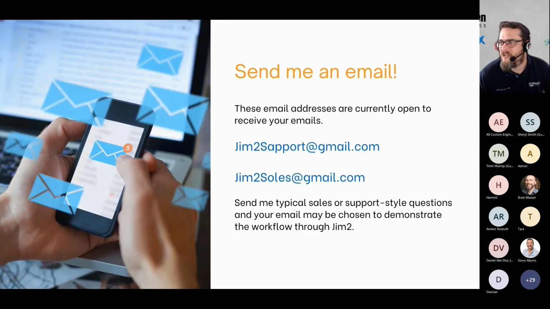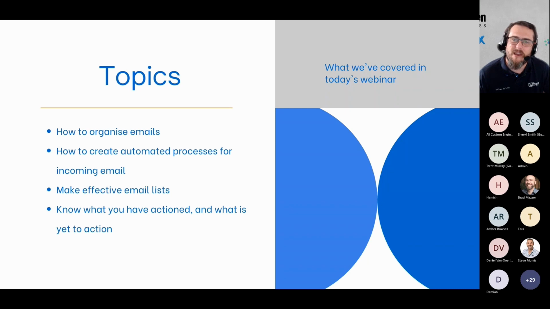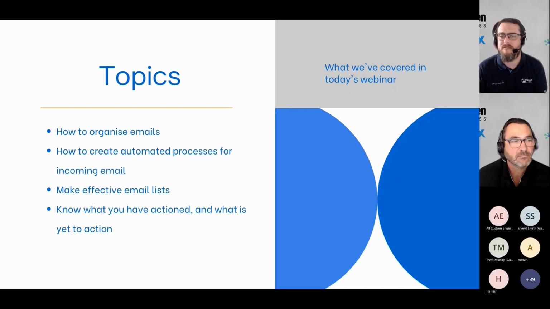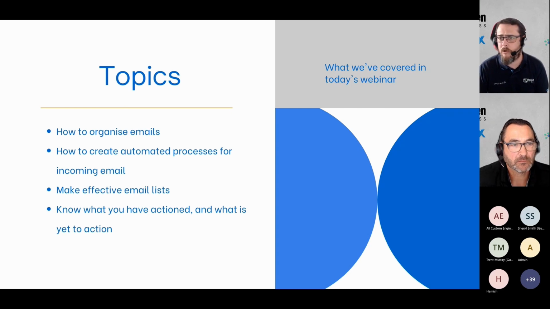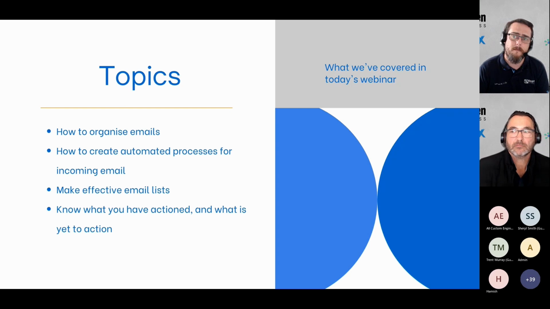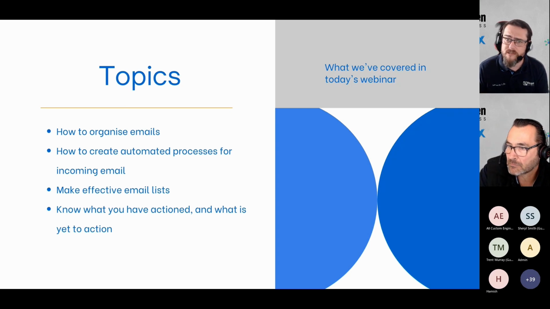Well, we sure have covered a lot today. We covered how to organize emails, how to create automated processes for incoming emails, making effective email lists, and knowing what you've actioned and what is yet to action. By setting up a good foundation of these elements, you'll be more able to use your incoming email addresses as the start of your business workflows or even to help continue them. I recommend that you use all this information to ensure that your communications are as visible and organized as possible.